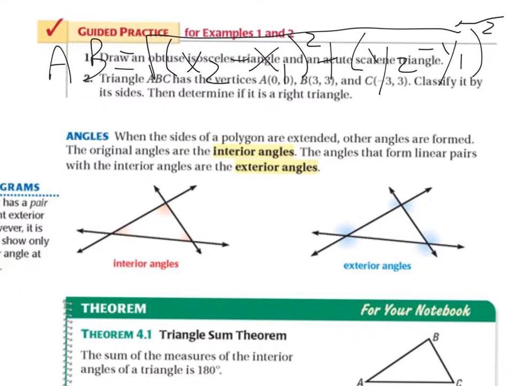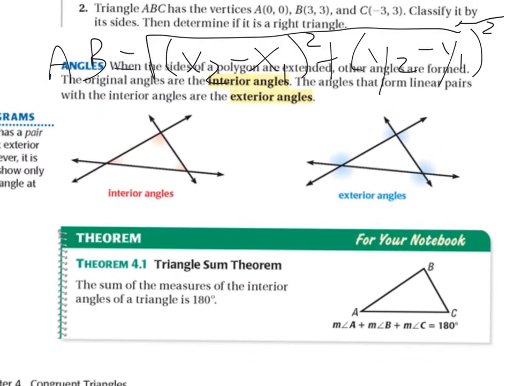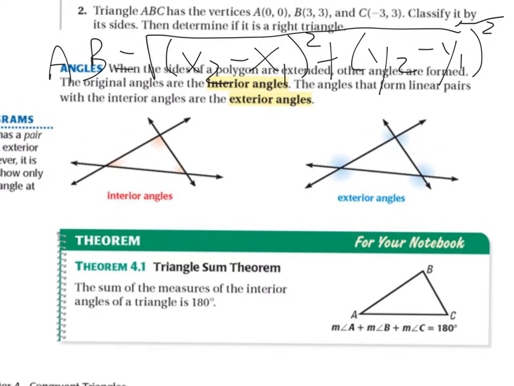Moving down here. So we have a couple theorems here. The first one, you guys know already. This is theorem 4.1, the triangle sum theorem. It says the sum of the measures of the interior angles of a triangle is 180 degrees. Okay, I think you guys know that already. So this is 180, and this is 180, 180 total. We add those three together, we have 180.